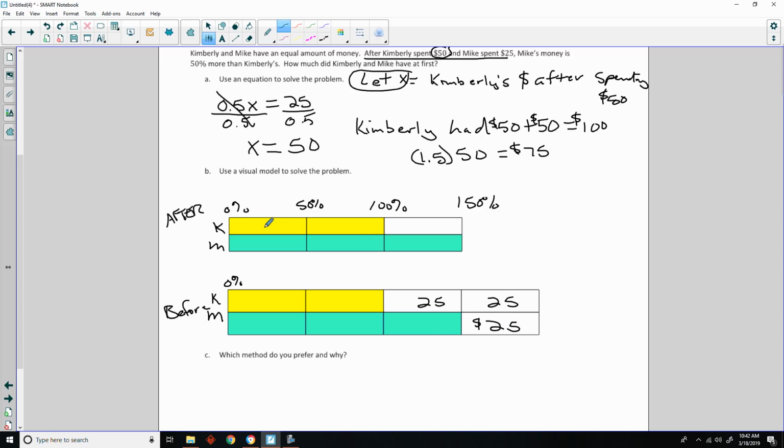They both started with $100. Now he has $75 and she has $50. So it says after Kimberly spent 50, so she had 100, she spent 50, dropped it back to here. That's $50. After Kimberly spent 50, Mike spent 25. His money is 50% more than hers. So 75 is 50% more than $50. That's supposed to be dollars here.